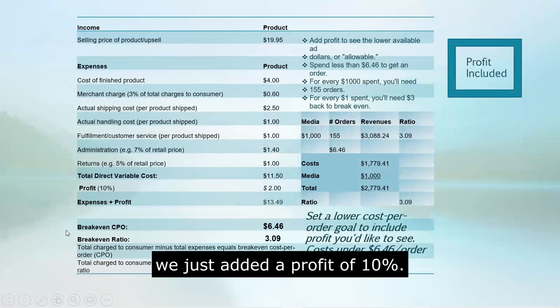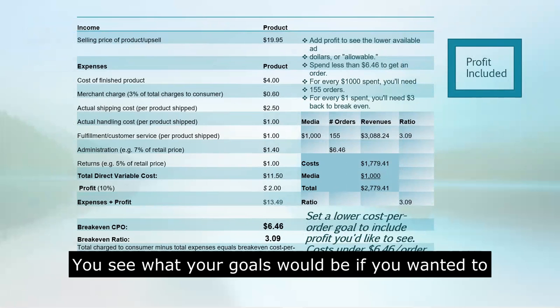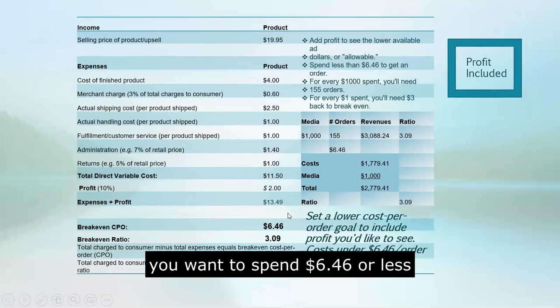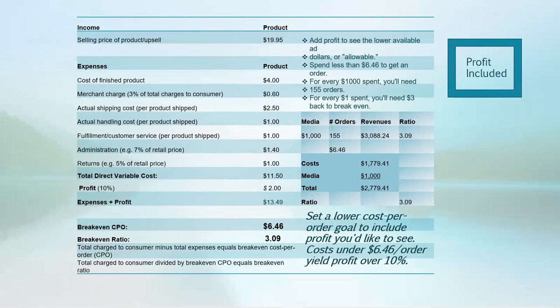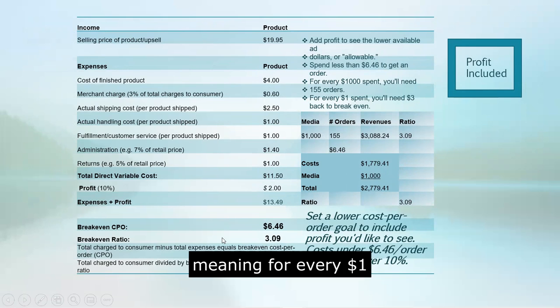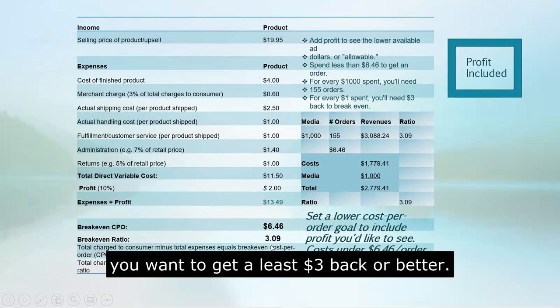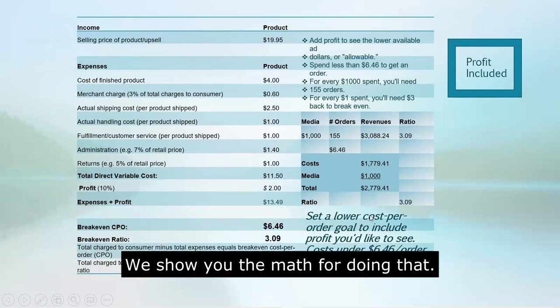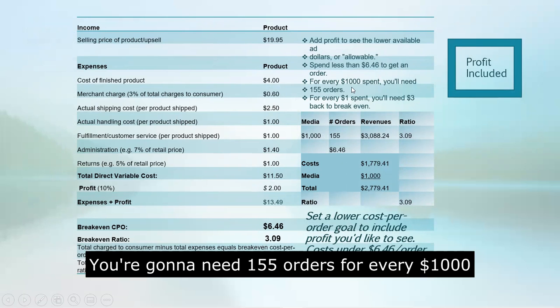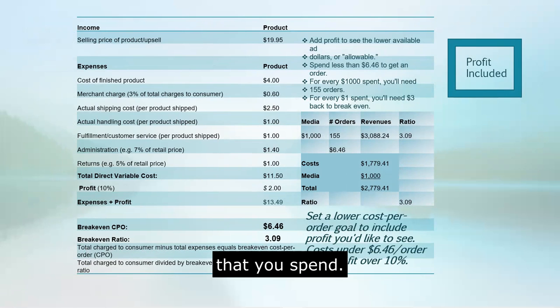In this spreadsheet, we just added a profit of 10%. So you would see what your goals would be if you wanted to show the profit in it as well. So in this case, you want to spend $6.46 or less to get an order, and therefore your break-even ratio would be $3, meaning for every dollar you spend, you want to get at least 3 back or better. And again, we show you the math for doing that. So spending less than $6.46, you're going to need 155 orders for every $1,000 that you spend.